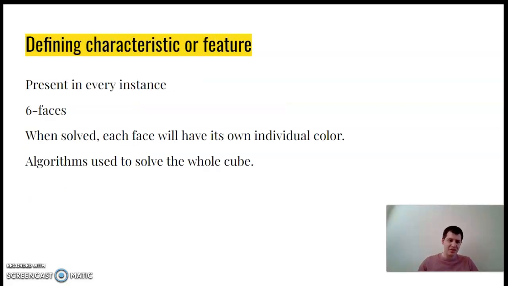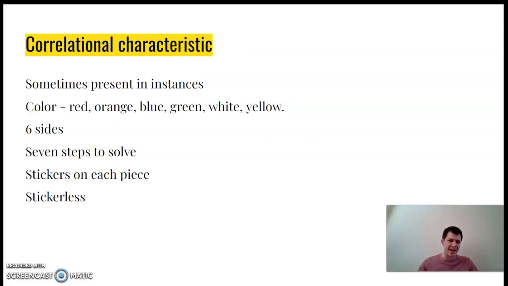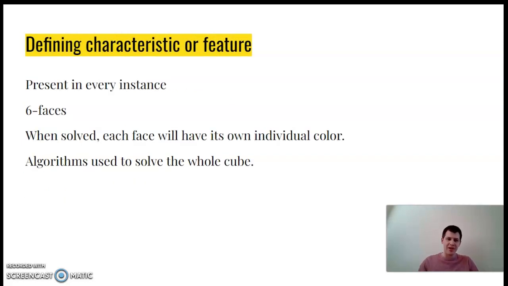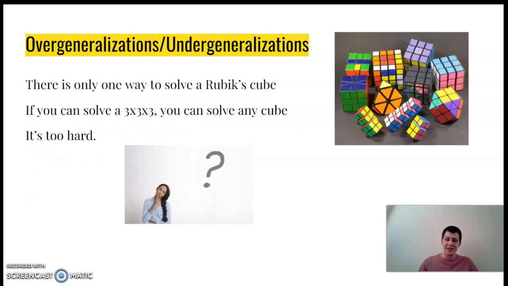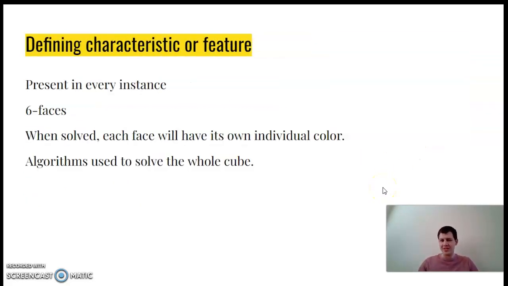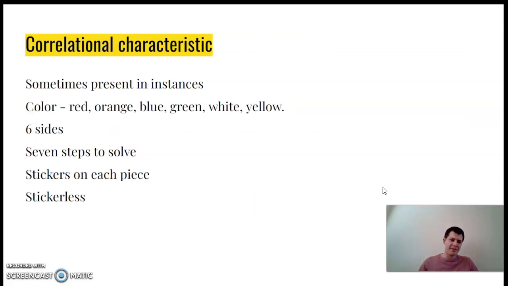And I put 6 faces and 6 sides on both the defining and correlational characteristics, and that's because, as I showed you before, not everything always has 6 sides. And I mentioned how there are 7 steps to solving a Rubik's Cube. That is, again, the beginner method. There are other methods where you can take shorter steps or not as many steps to solve.